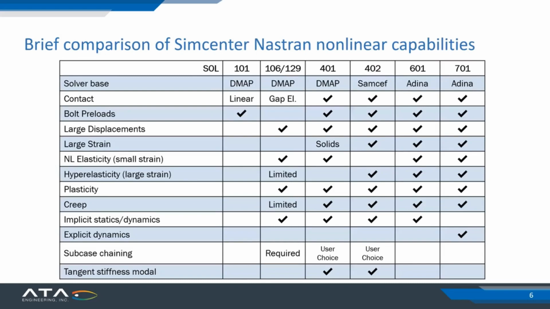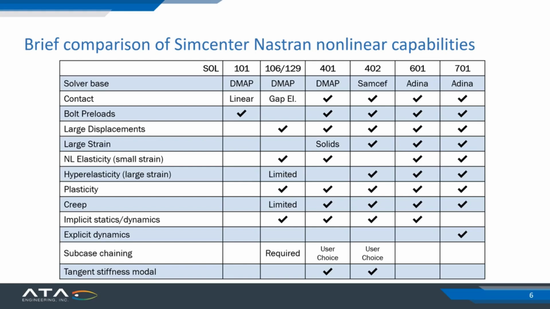When we are talking about nonlinear solutions in Simcenter Nastran, we do need to talk about the capabilities across the different solvers, because there are a number of different solvers in Simcenter Nastran that have nonlinear capability. First off, the standard solution 101 that many of you are probably used to. It is capable of linear contact, and it can do bolt preloads. Because contact is a nonlinearity, technically 101 can do nonlinear things, but it's a linearized form of contact, so it's kind of a simplified model.